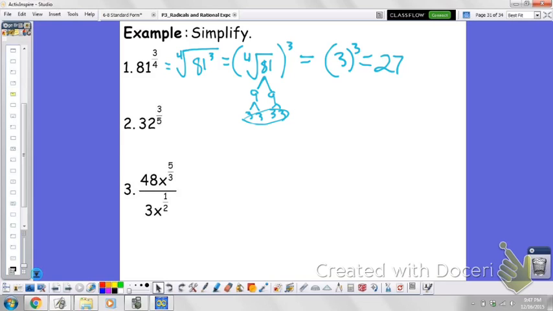The next one I have is 32 to the power of 3 over 5. Well, that can give me 32 to the power of 3, and then I take the 5th root of that. Or I can take the 5th root of 32 all to the power of 3.